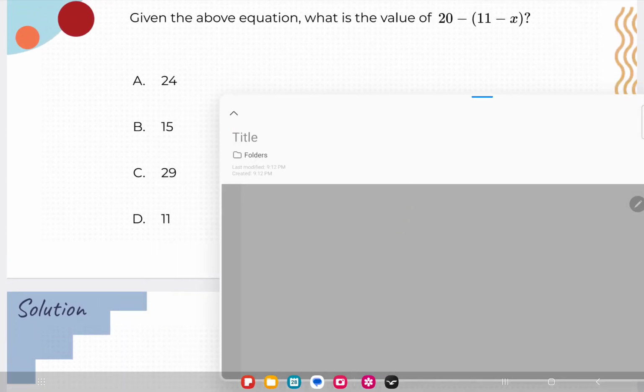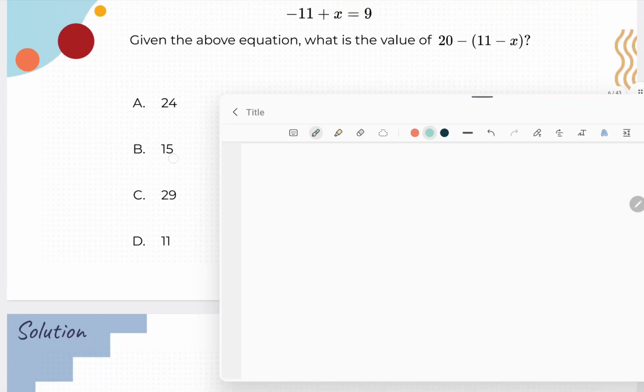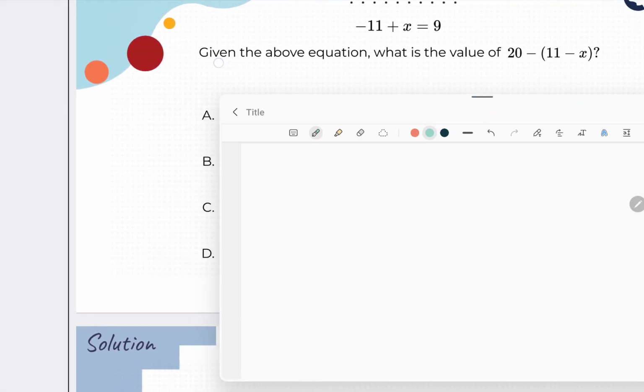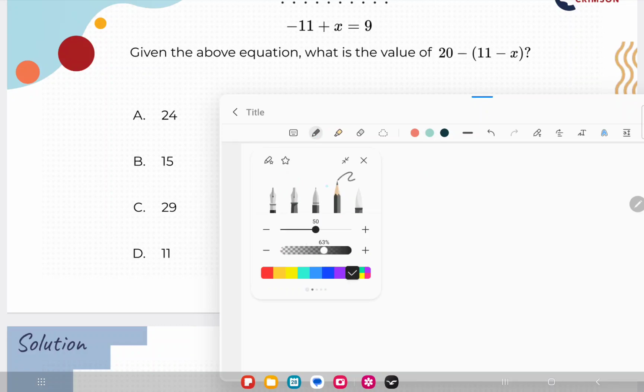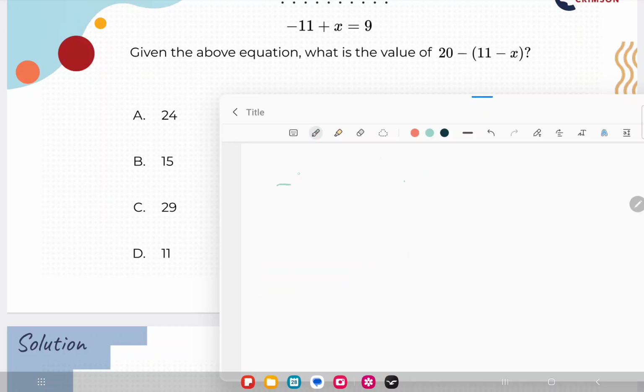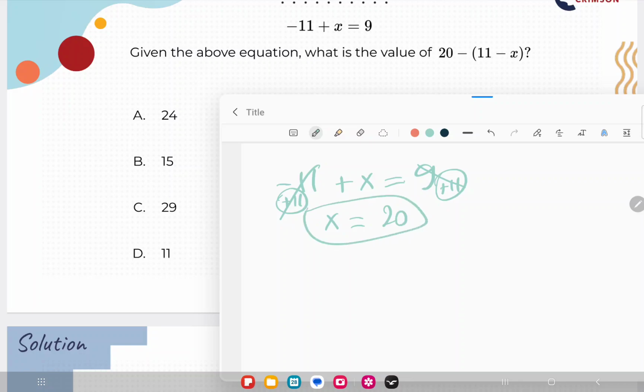Now, the next one, given the above equation, what is the value of this? So what is the above equation? The above equation is minus 11 plus x is equals to 9. So I would solve for x. So x is equals, so for the ones who prefer this method, this one goes out for 0, and this one 9 plus 11 is equals to 20. So now x is equals to 20.